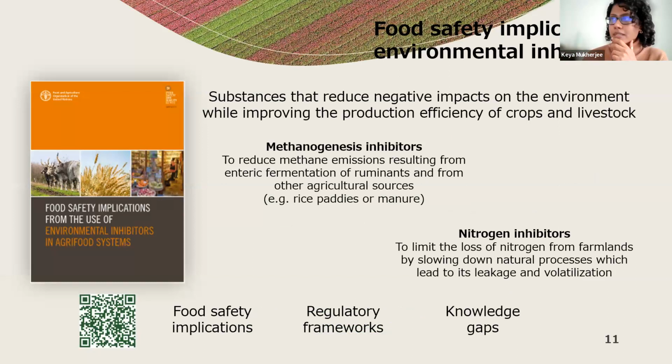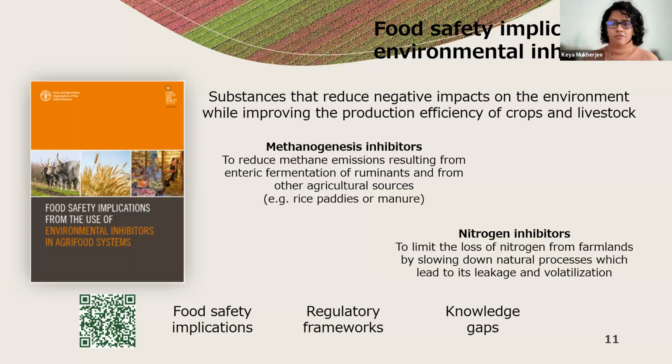It is on environmental inhibitors. We understand that the challenge of feeding a growing global population by responding to climate crisis requires really a development of policies and practices to increase sustainability of agri-food systems and reduce the harmful effects on the environment. And so among these approaches, one of them is environmental inhibitors that are used to improve the production efficiency of crops and livestock while you want to reduce the emissions of greenhouse gas emissions like methane or loss of nitrogen from cultivated fields and pastures.